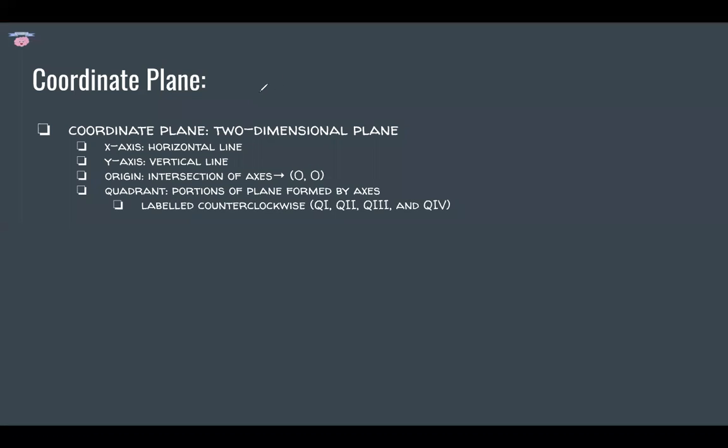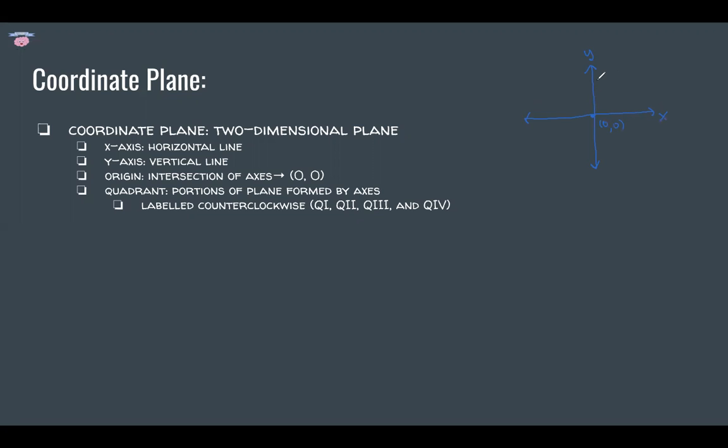And let me draw the coordinate plane now. It looks something like this. So if this is the y-axis, vertical, x-axis, horizontal, let me actually label them, x, y. And the origin is this intersection, so it'll be (0, 0).